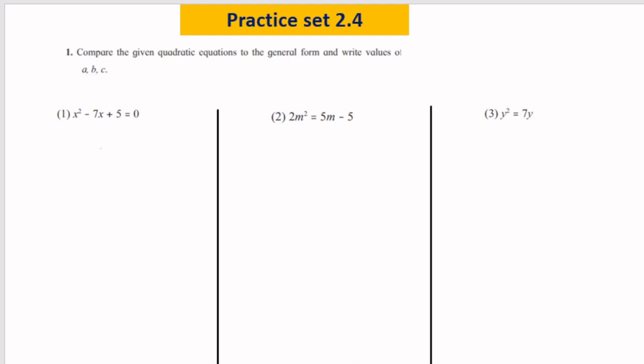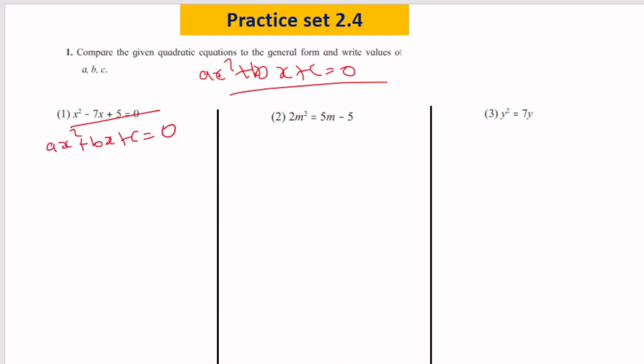What comparison? It says compare the given quadratic equation to general form. What is the general form? ax square plus bx plus c is equal to 0. So this is general form. You need to compare everything. So if you compare this x square minus 7x plus 5 equal to 0 with general form, I'll write once again. This symbol is important, right?